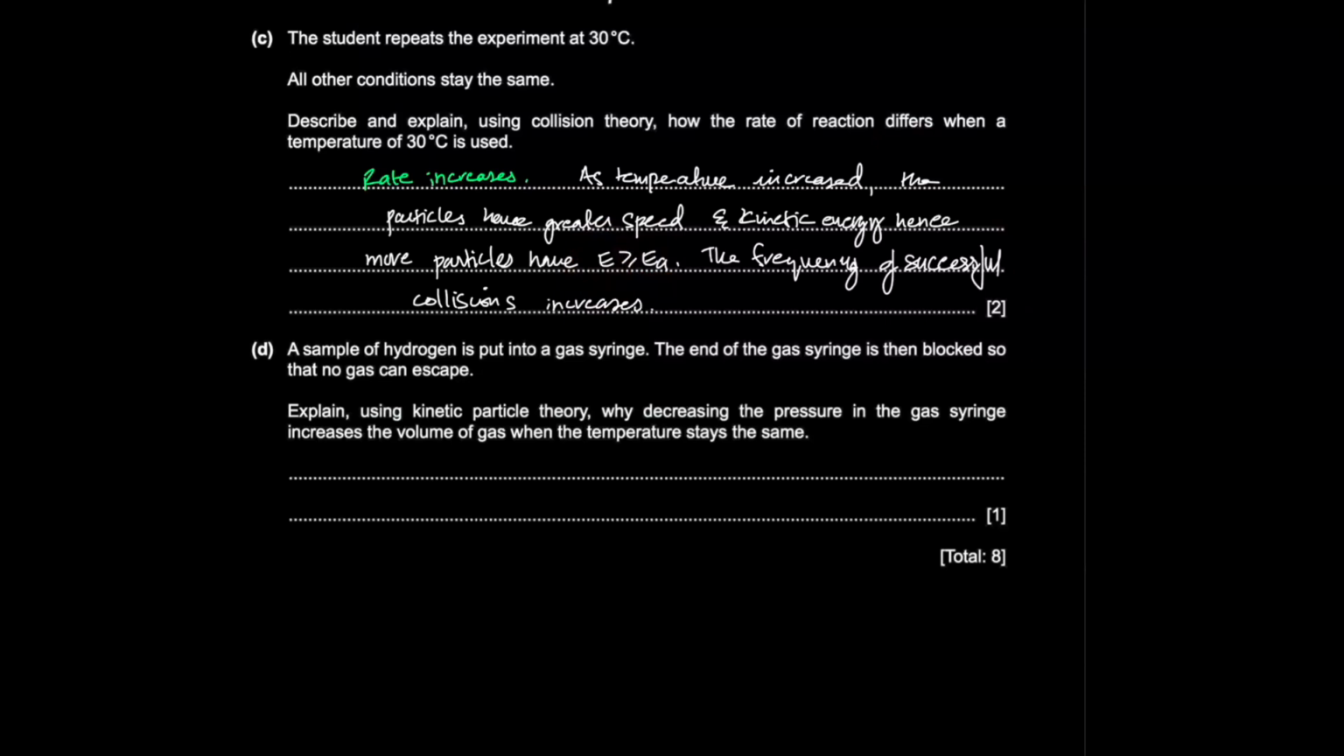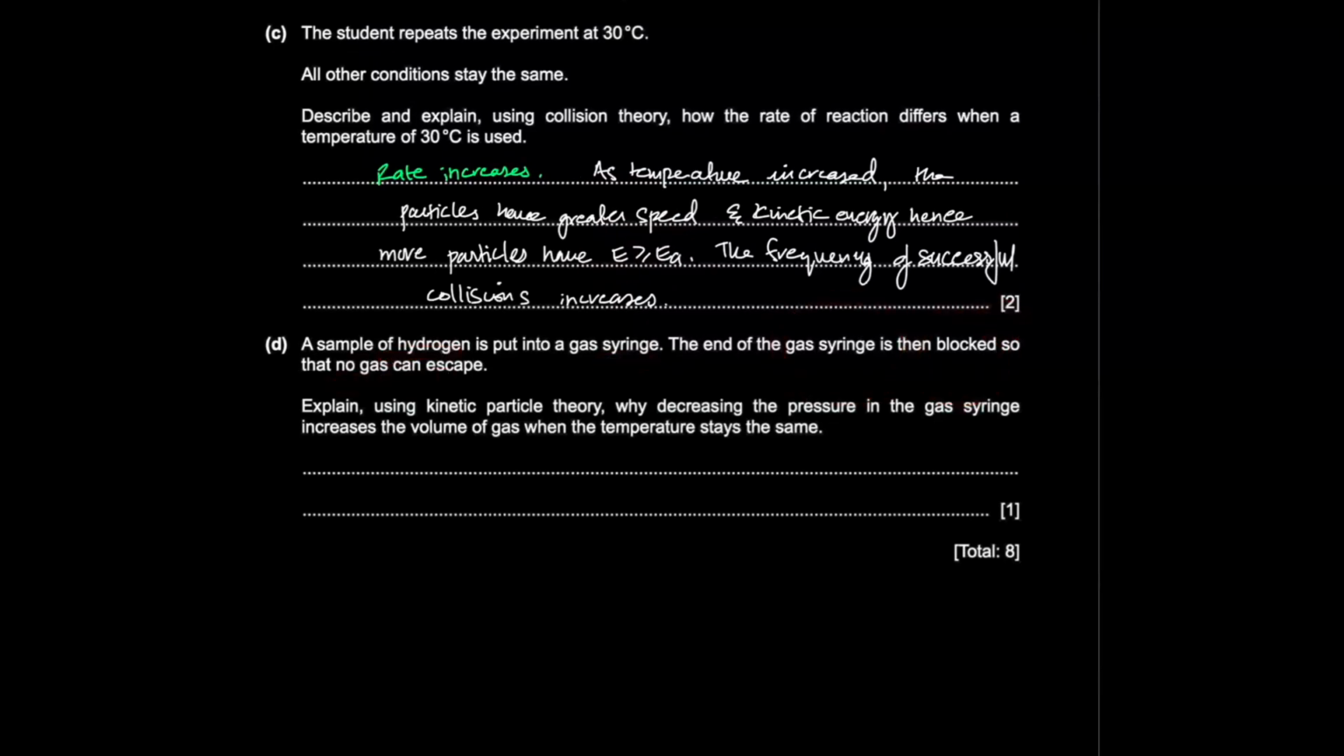A sample of hydrogen is put into a gas syringe. The end of the gas syringe is then blocked so that no gas can escape. Explain why decreasing the pressure increases the volume of the gas when the temperature stays the same.